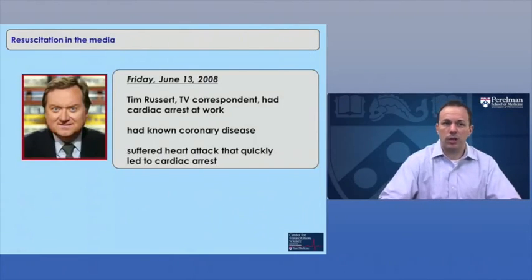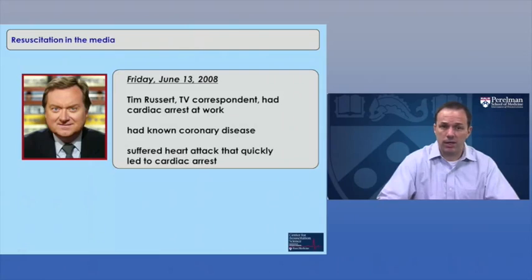Now, I want to share with you a couple of examples from the public sphere of prominent citizens who have had cardiac arrest that you may have heard of. This gentleman, Tim Russert, was a beloved TV correspondent who had a cardiac arrest in 2008. He had known coronary disease, and when he died in June 2008, this was all over the media and in newspapers, and there were many specials about him and his life and his work.